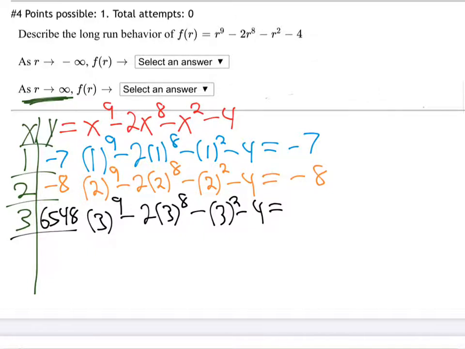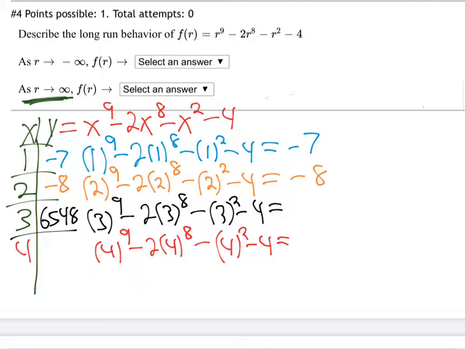What's going to happen when we go to 4 now? Now I'm going to plug in 4. It's going to be 4 to the 9th minus 2 times 4 to the 8th minus 16 minus 4. I'm plugging in 4 everywhere we've got x, right? And do my little calculator here. I'm getting 131,052. Positive.